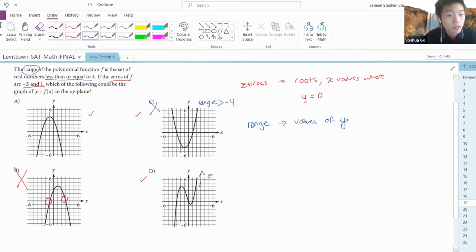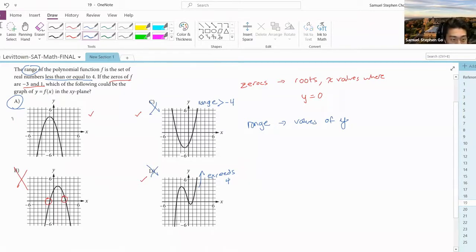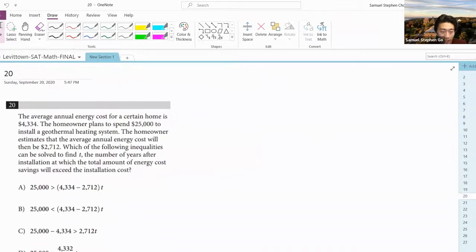In addition, D also exceeds 4, right there. And so that leaves us with A, and we can verify that it indeed has its y values less than 4. I'm trying to get that line on that 4 there. There's the 4, and everything is below 4. There we go. Awesome. Let's go to number 20.